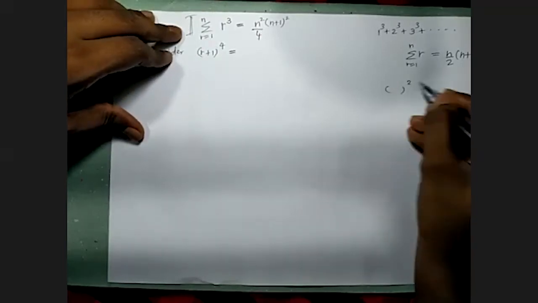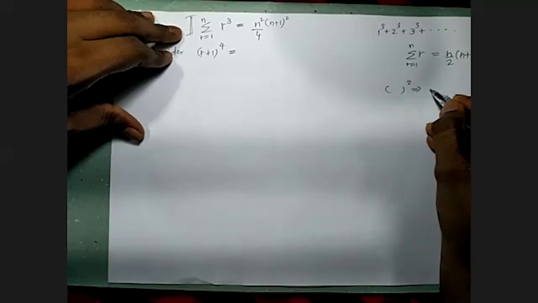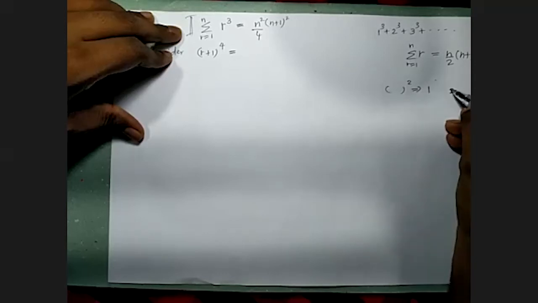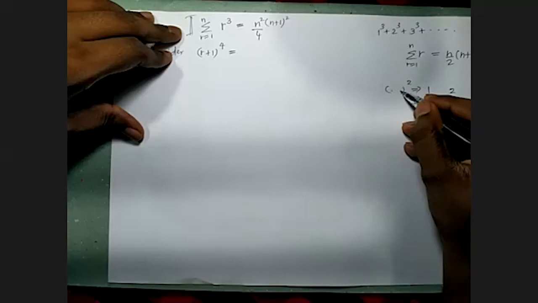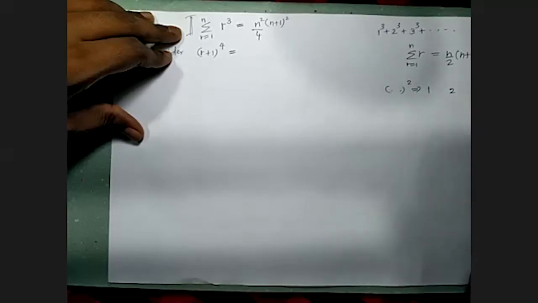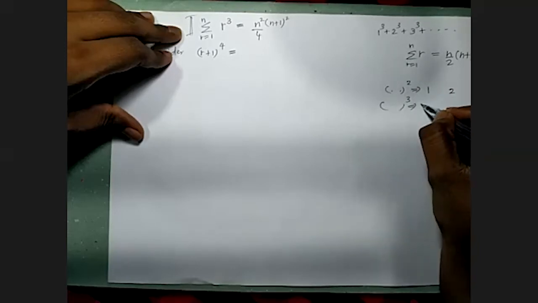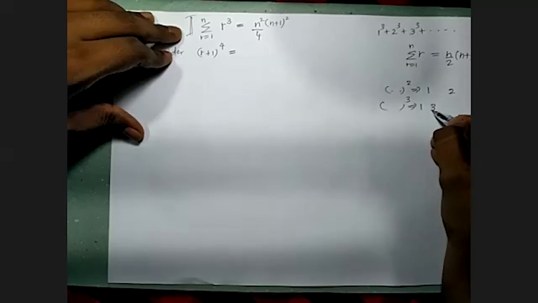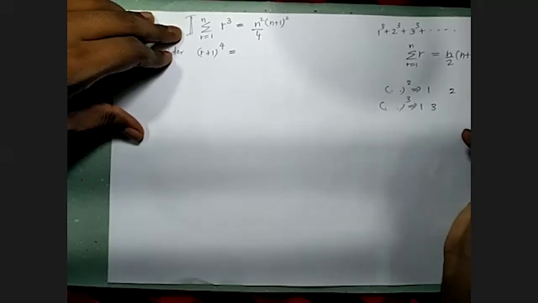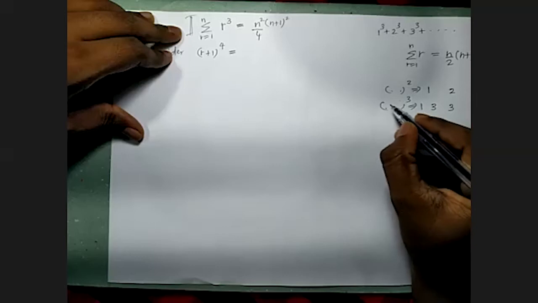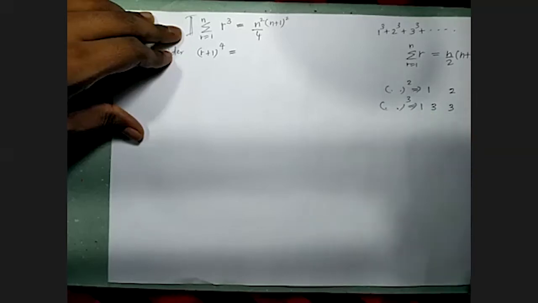Okay. For squares, we know the coefficients are 1, 2, 1. That is first term square, 2 times first term into second term, and second term square. Those are the 3 terms. Then for a cube, what is the pattern? First term cube, coefficient is 1. 3 times first term square into second term. Then third term, 3 times first term into second term square. At last, second term cube. So these are the coefficients.